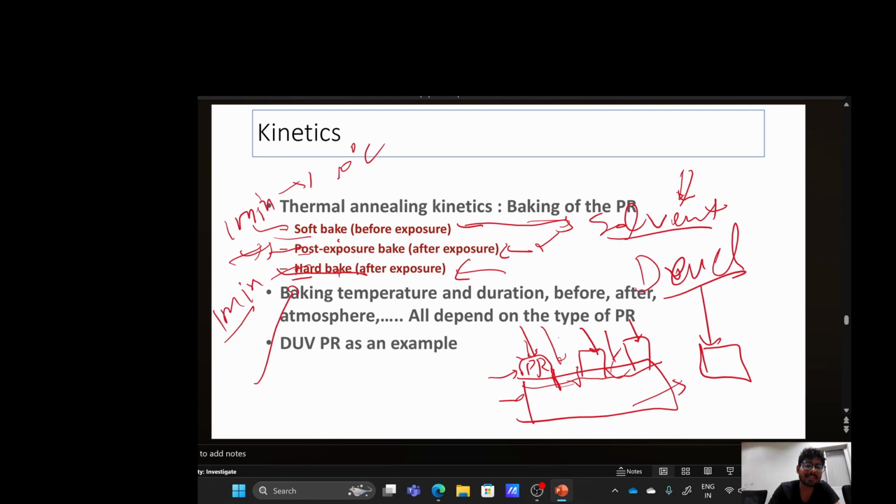And this hard bake is generally done for 2 to 3 minutes. If you do this hard bake for too long at this point, it won't transfer the pattern, so you need to take care of that time. Okay, if you go for a higher time, your pattern won't get transferred.